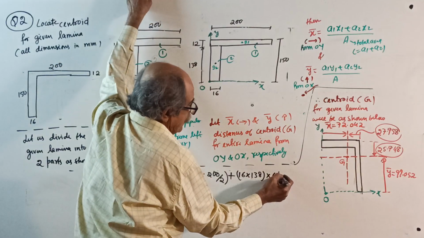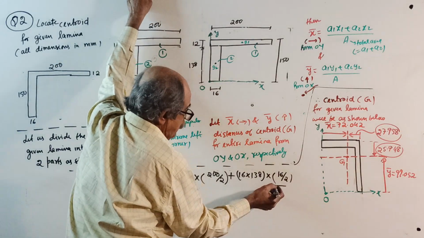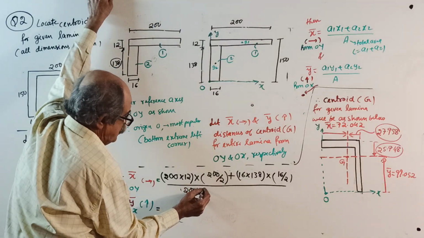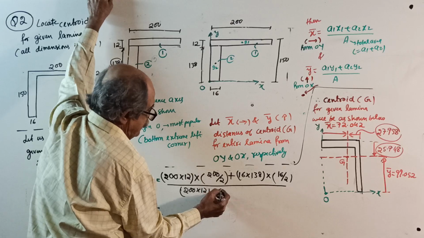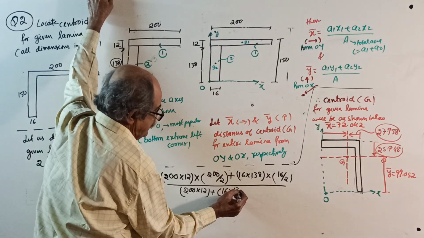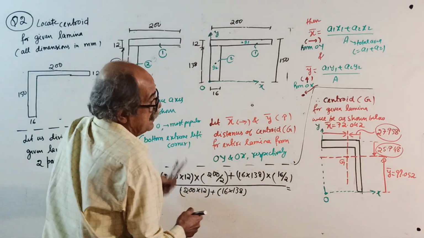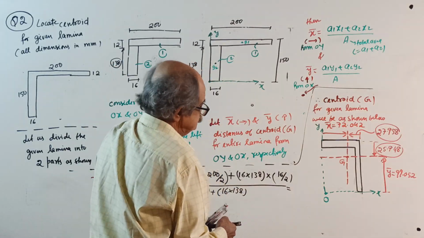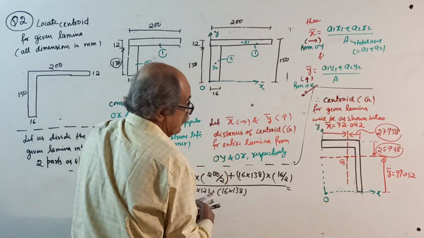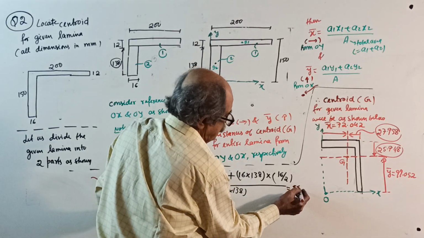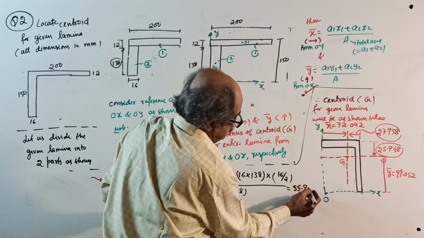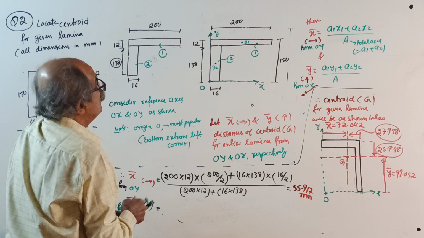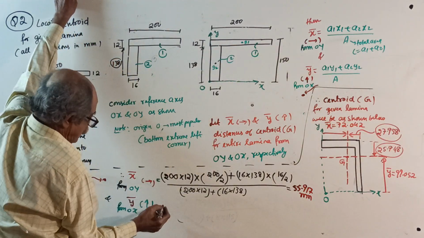16 by 2, very simple, divided by total area, which is 200 into 12 plus 16 into 138. This answer will come, I already calculated it: 55.917, already calculated, so save the time. 55.917 millimeter.